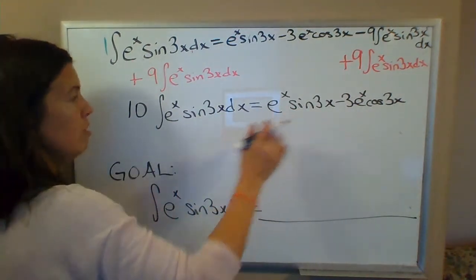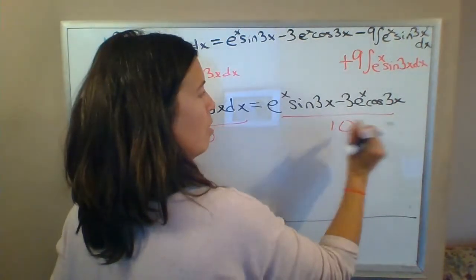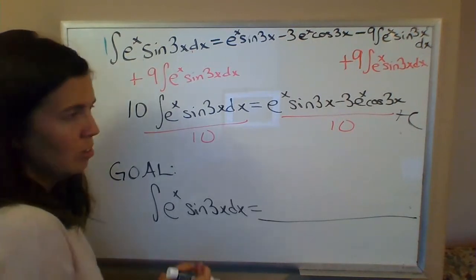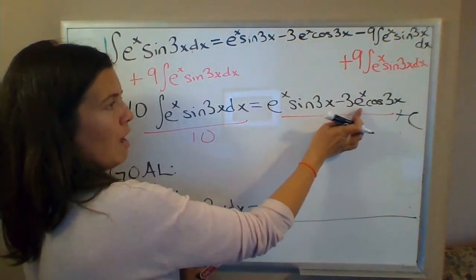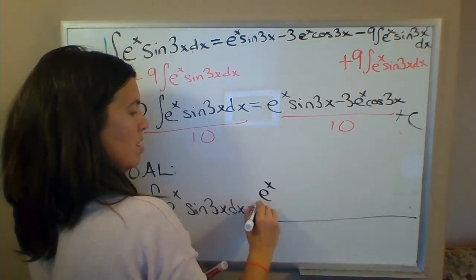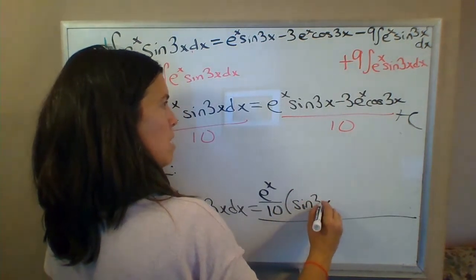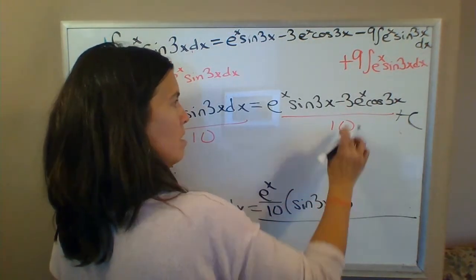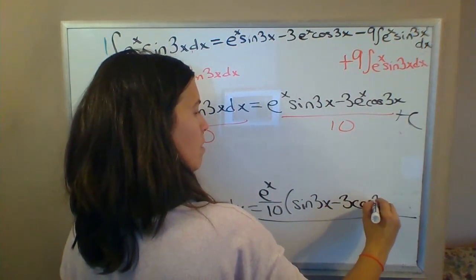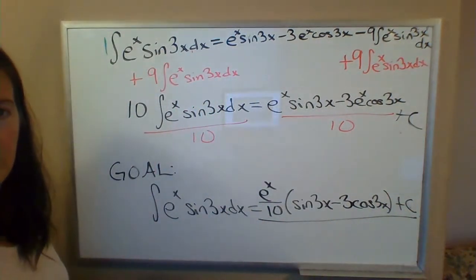So now, if we divide both sides by 10, then we've done it. We've got our final answer. Tack on the plus c. There's your final answer. If I want, we could factor out the common factor of e to the x in the numerator, and then over 10 times sine of 3x minus 3 cosine of 3x, plus c. And there's your final answer.